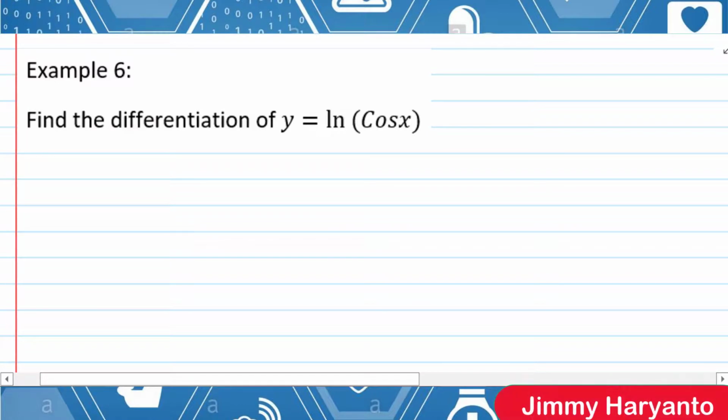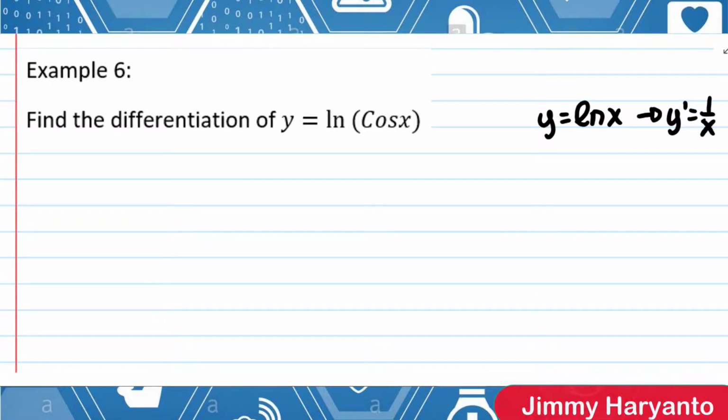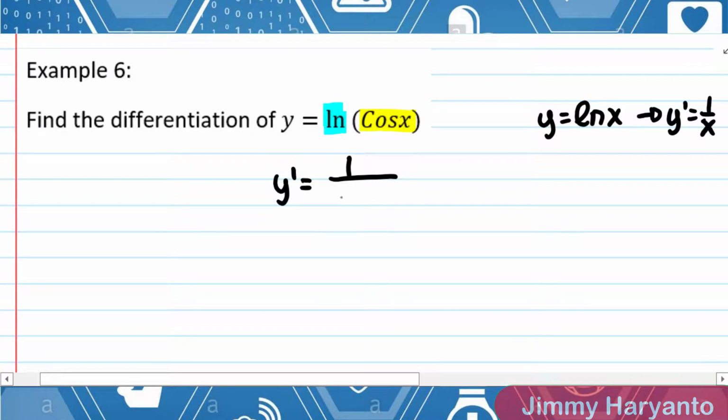Next is example 6. For example 6, we will use this formula, ln x. When we differentiate ln x, it will become 1 over x, right? But this time it's not ln x, we have ln cos x. That means we have an inner function, and the formula will be 1 over the outer first. The outer is ln. When we differentiate ln, it will become 1 over cos x. Do not change the cos because it's the outer function.